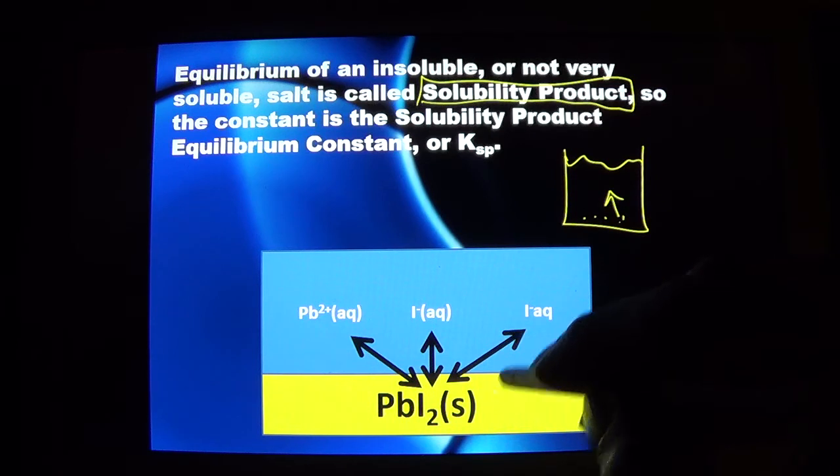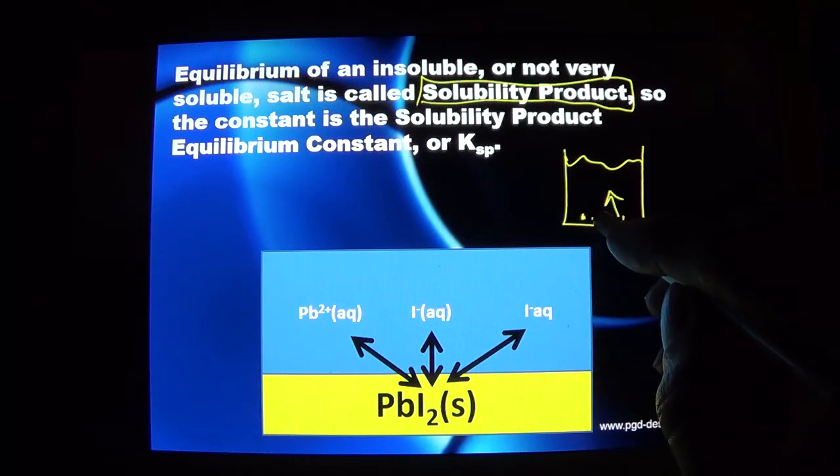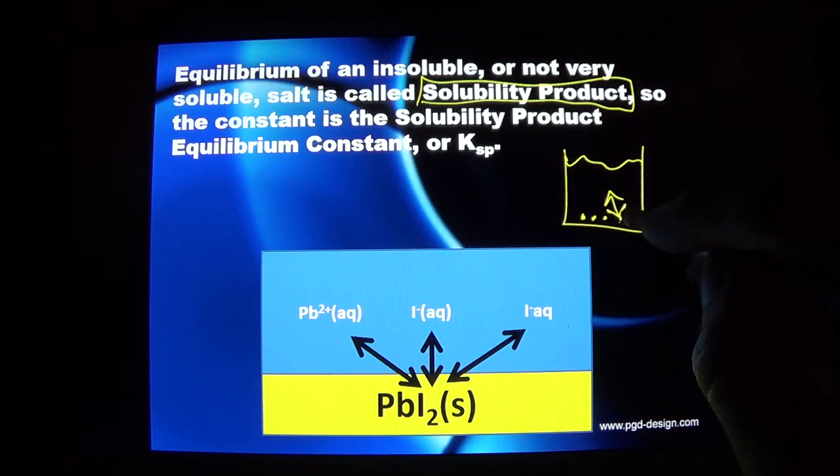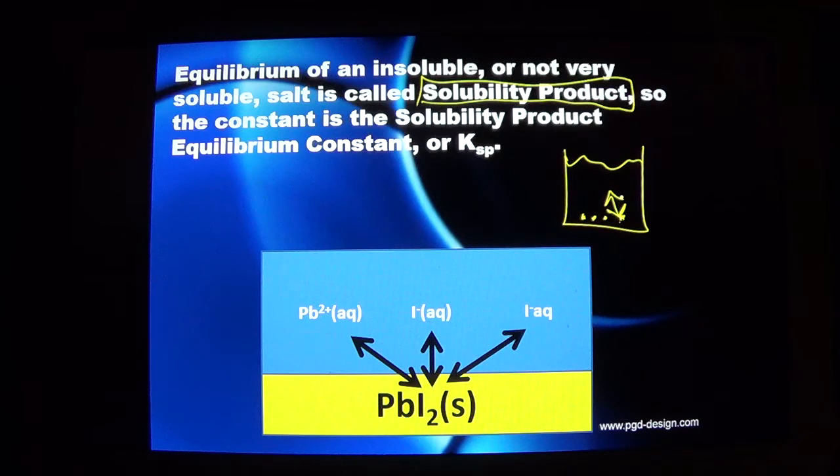With lead(II) iodide, even though I put a few grains in it, it would not really look like anything's happening no matter how long I give it. That's an indication that we have reached the point where the arrows are both directions, and it's in equilibrium. So not every solid would reach a solubility product equilibrium. Some solids are very, very soluble and therefore would really be a one-sided arrow.